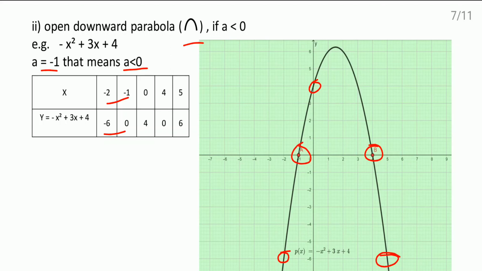Correct? So I have told two things. If the coefficient of x square, a, is positive, or you can say greater than 0, the parabola will open in the upward direction. And if it is negative, it will open in the downward direction. Correct?